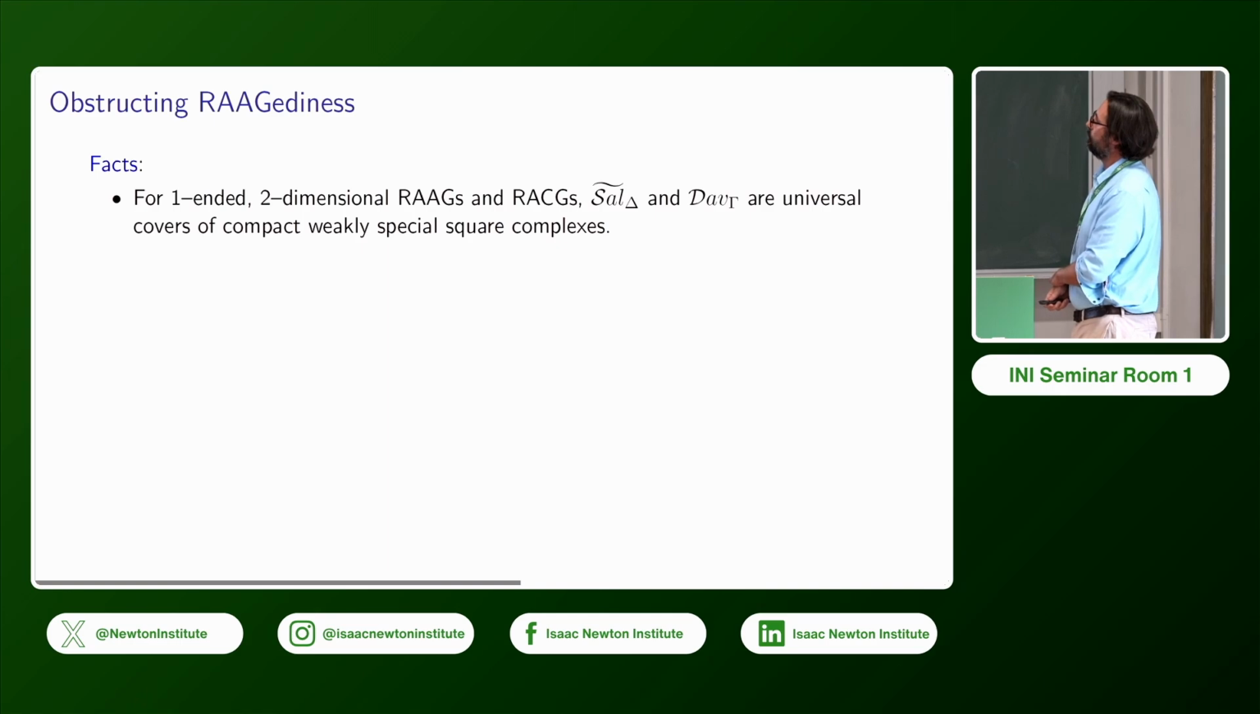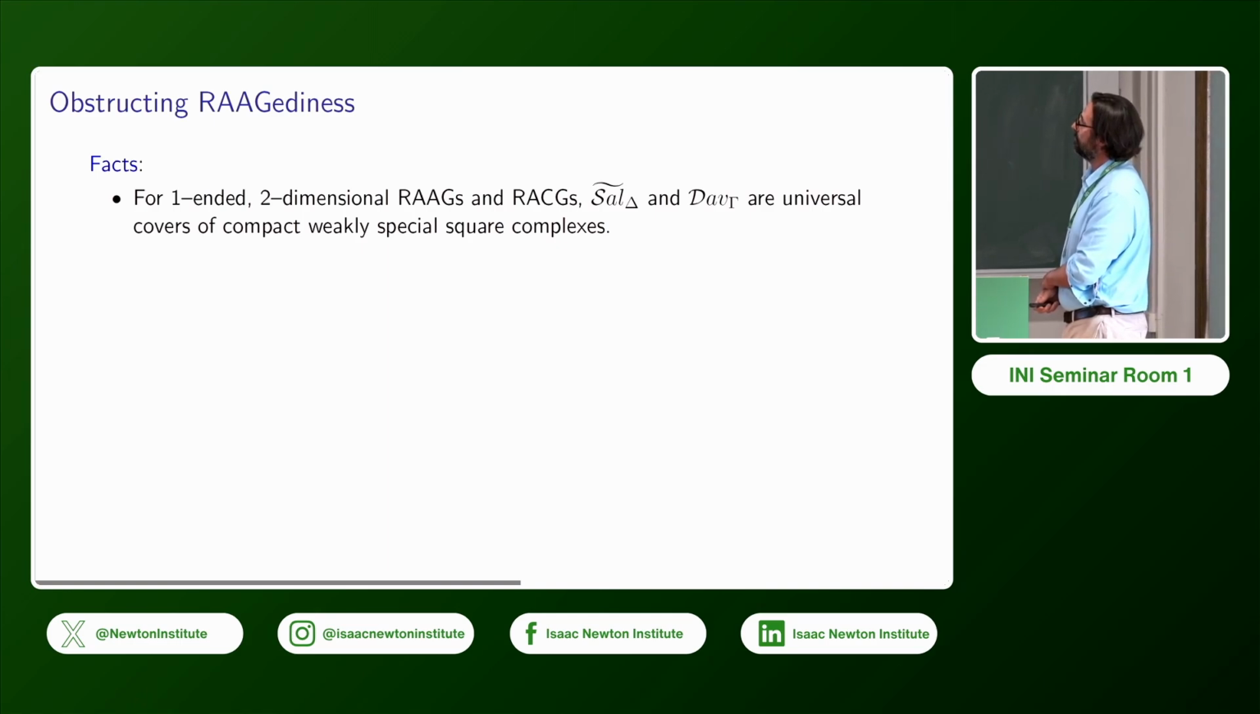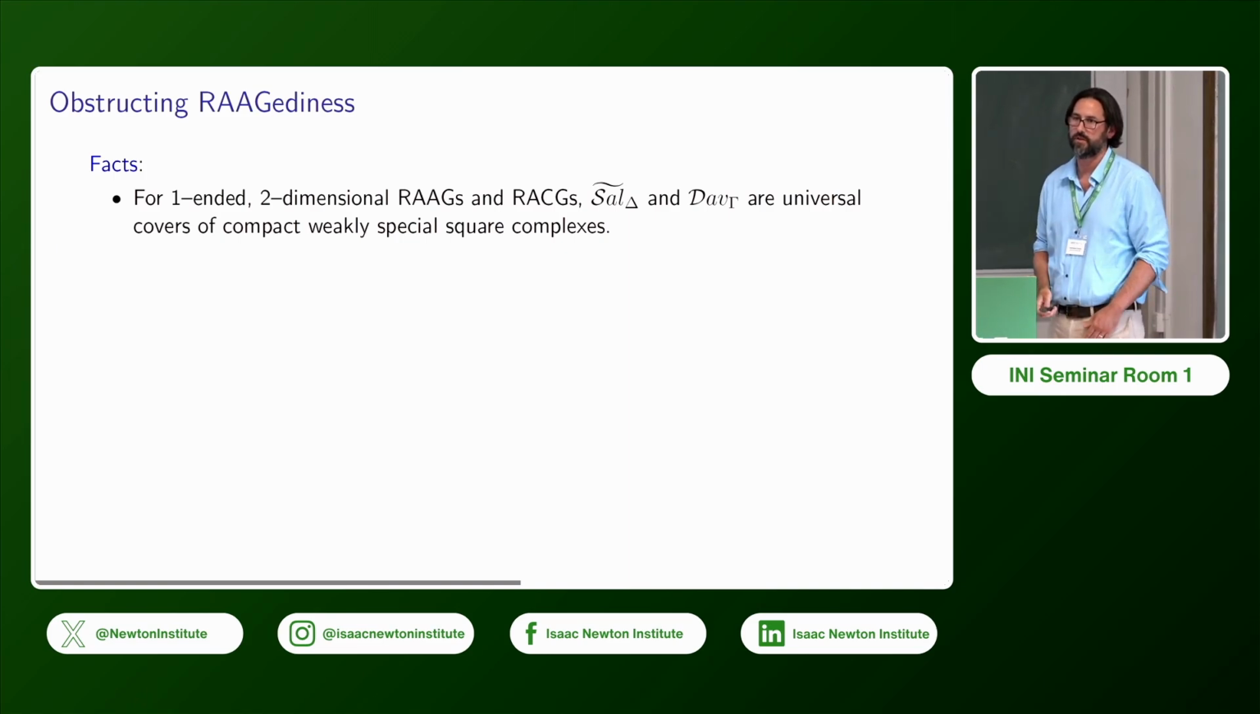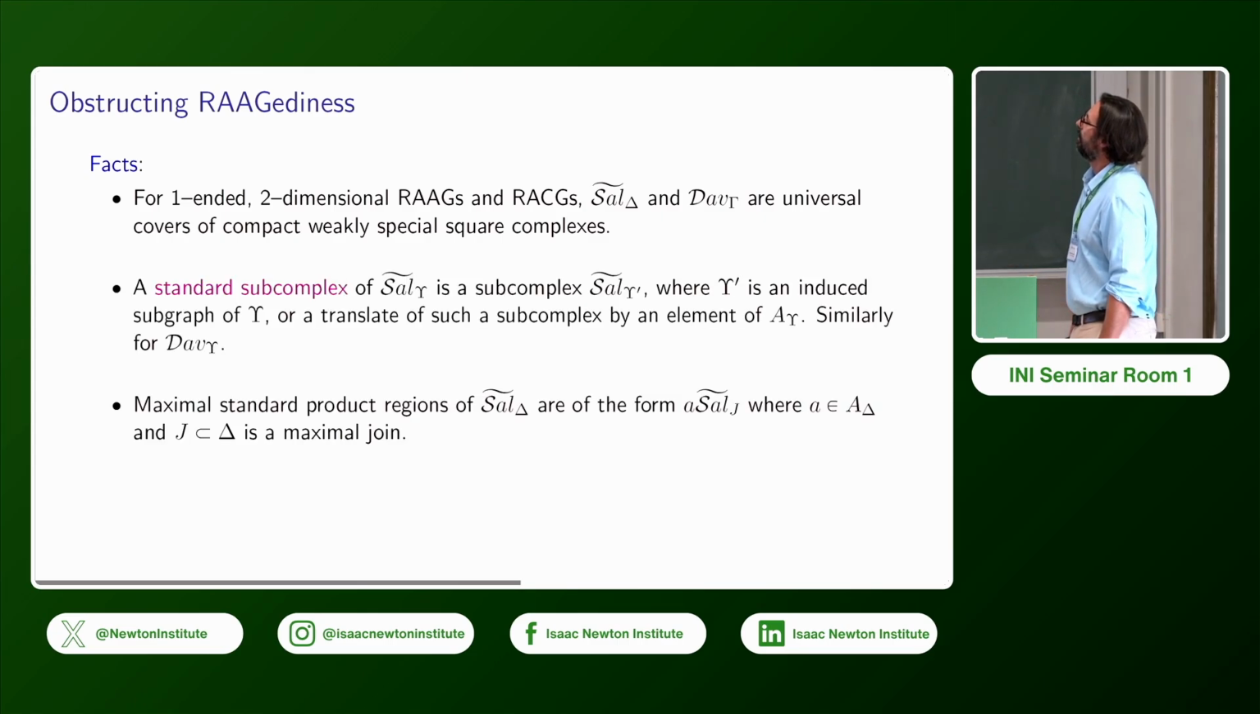Okay, I didn't tell you what compact weakly special square complexes means, but I assert that the universal cover of the Salvetti complex and the Davis complex in the two-dimensional case both are of this type. So the ones that we're interested in, this theorem applies to them. What does standard subcomplex mean?